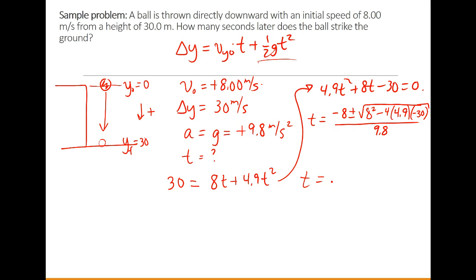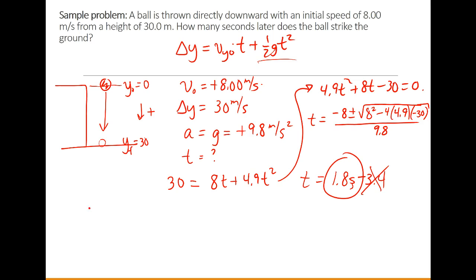So it turns out that there's 2 answers to this, 1.8 and negative 3.4. We have to analyze this. Does it really make sense that it takes negative seconds for something to hit the ground? No. So our answer is going to be 1.8 seconds.